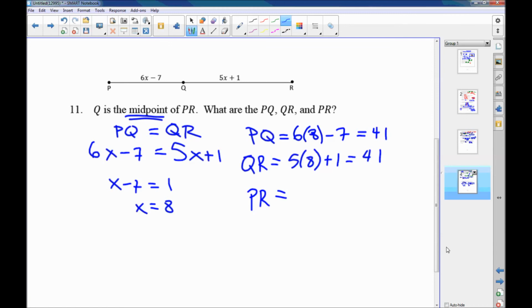And then I know the big one, PR, is going to be equal to PQ plus QR, which is 41 and 41 for 82. Okay, we can take both of those algebraic things, plug in again, and add up the answers, or we can just know that that's that. So 41 plus 41 is 82.